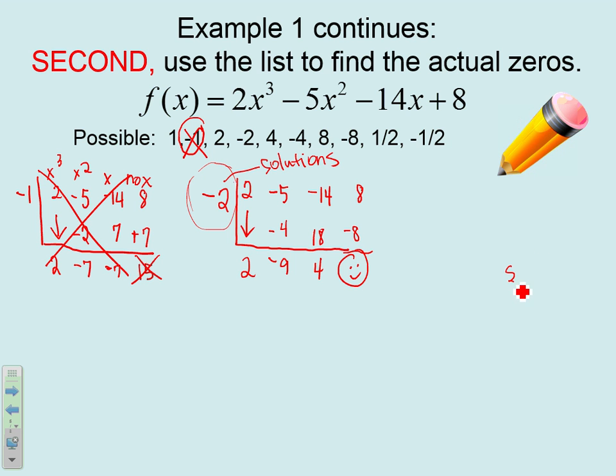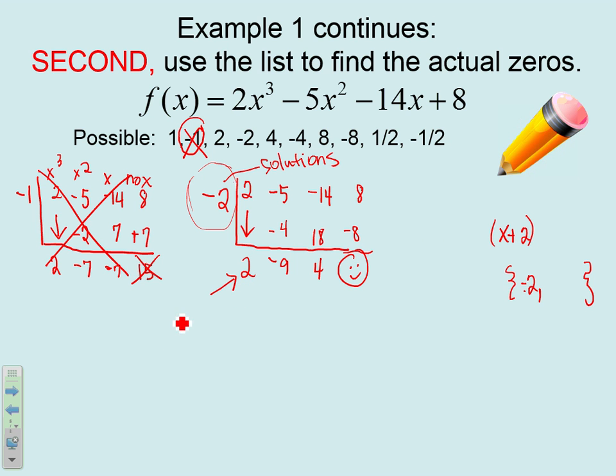So if it is one of my solutions, the factor that it came from is x plus 2. I could have told you to take this polynomial divided by x plus 2, and you would have figured out that that is a solution. So that's one of your factors. That's your solution. Now what do we do?